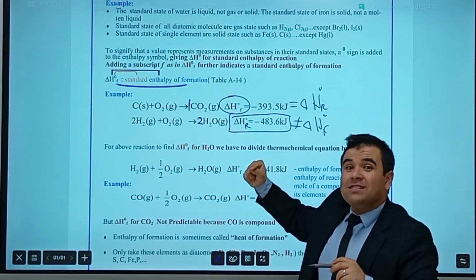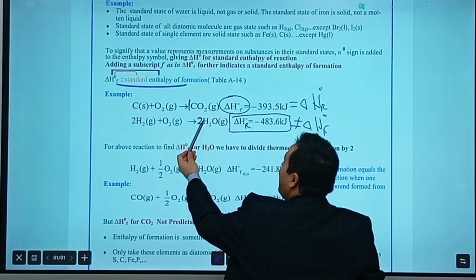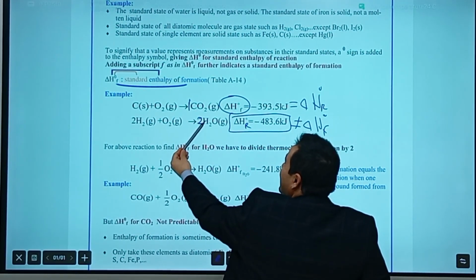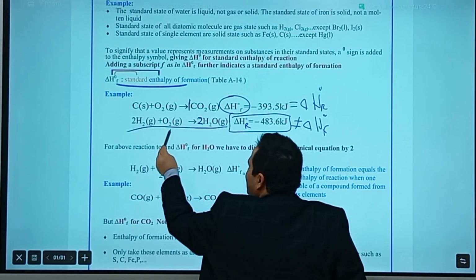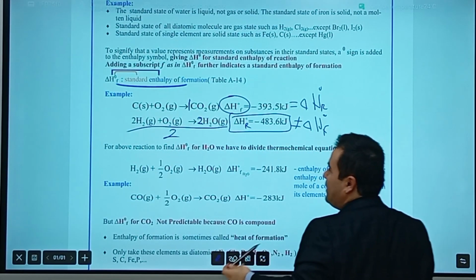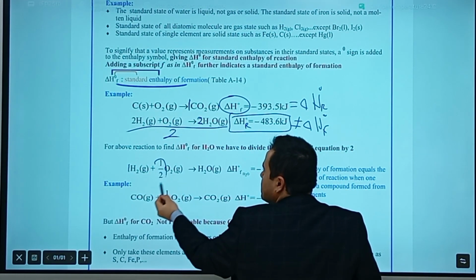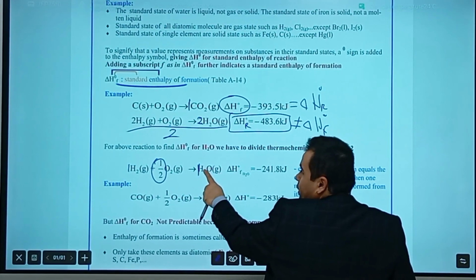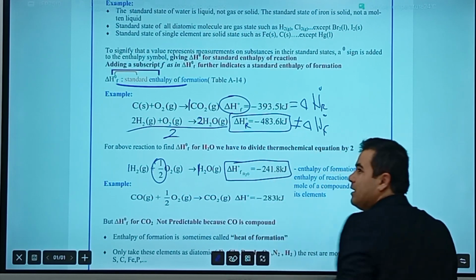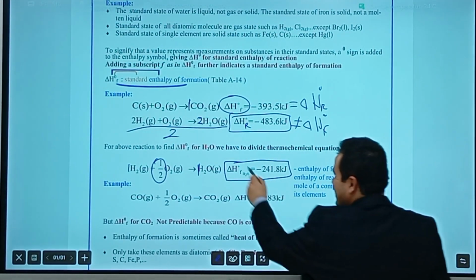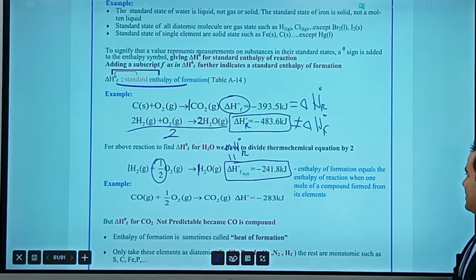How to convert this into the form of formation? You have to multiply or divide the reaction so that this 2 becomes 1. How? Divide the whole reaction by 2, with the enthalpy as well. So whenever you divide by 2, hydrogen becomes 1, oxygen becomes half, H2O becomes 1. So here 1 H2O is formed from the elements. That's why delta H_f is equal to delta H_R in this case, the enthalpy for the reaction, guys.